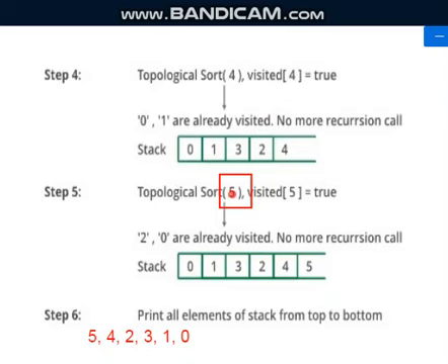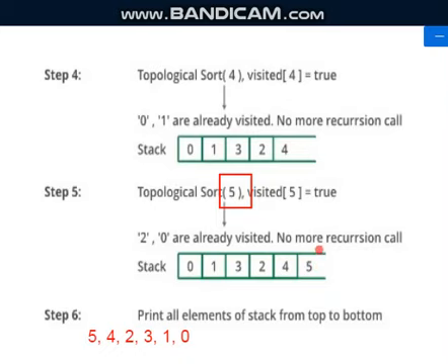So from 5, you see you have 0, 0 is already visited, go back to 5. Then again it will call for 2, 2 is already visited, go back to 5, no other nodes are connected to it, so you will put that 5 to the stack. And then print all the elements from top to bottom.